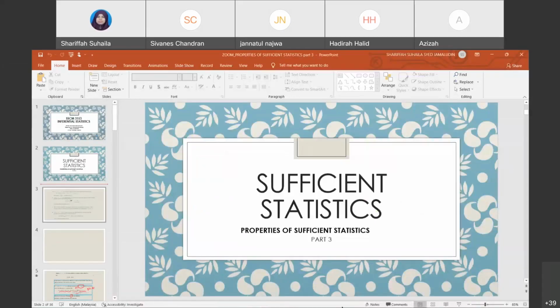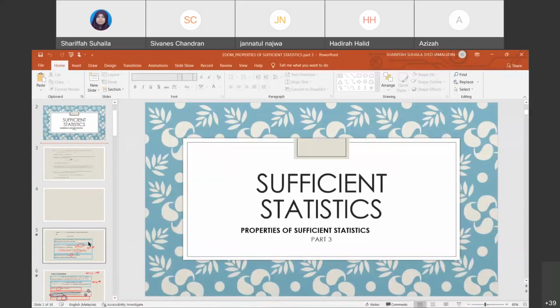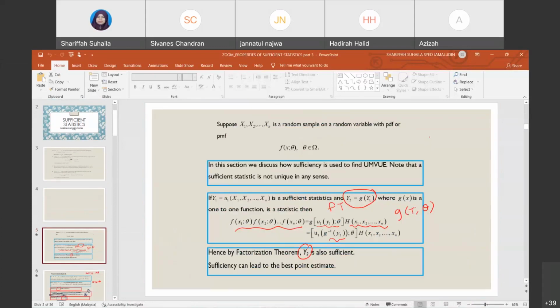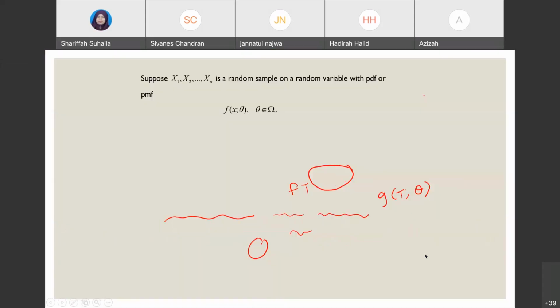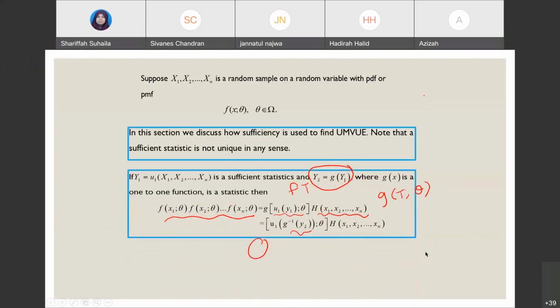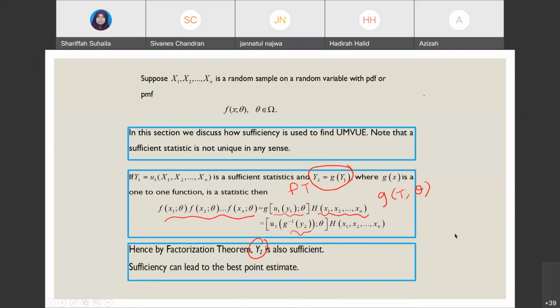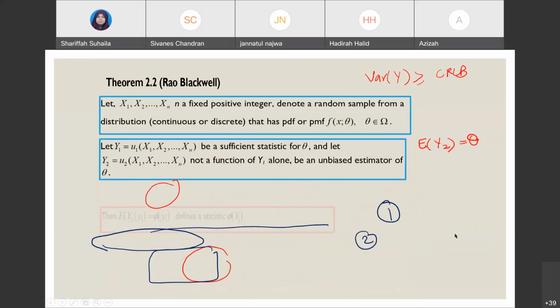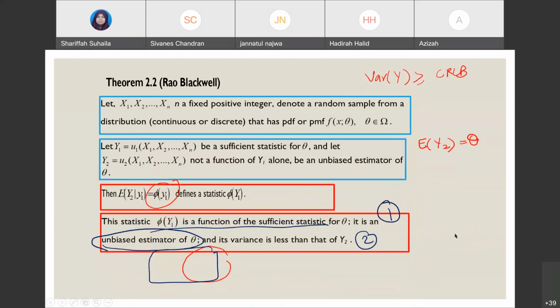Concept for the factorization theorem, we've already gone through that one, and then we also discussed the Rao-Blackwell theorem. Actually, the Rao-Blackwell theorem is used to find the uniformly minimum variance unbiased estimator. So we already have the theorem for Rao-Blackwell. If we refer back to it, it involves a sufficient statistic. Let's say we have y1 and also y2. So y1 is a sufficient statistic for theta, and y2 is not a function of y1 alone.